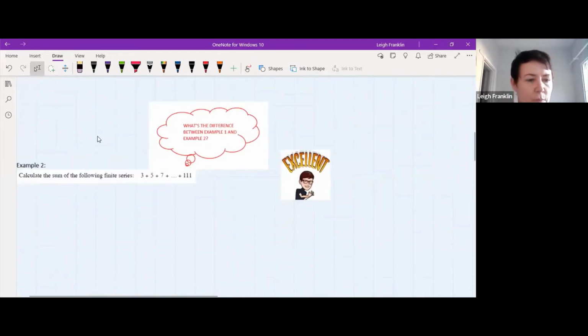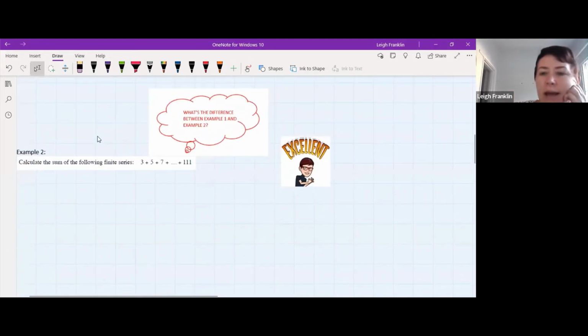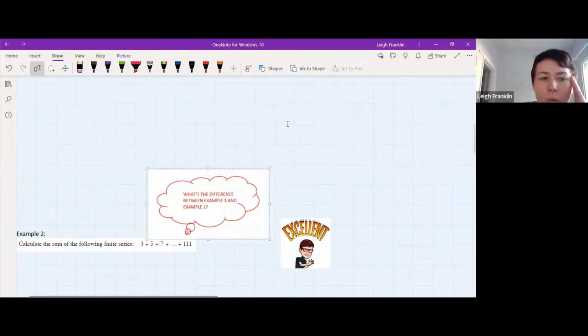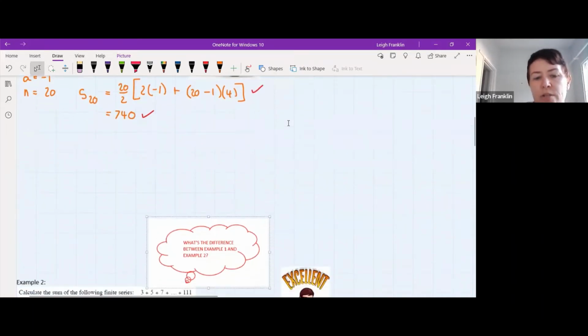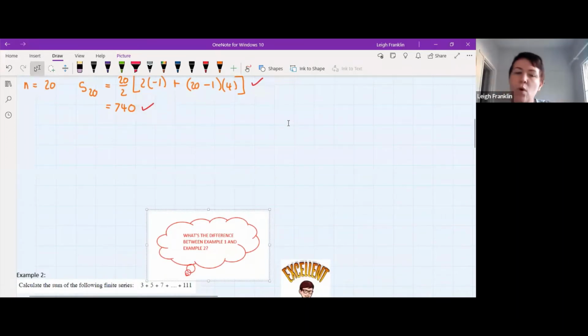Okay, so now next example. Here's example number 2. So here we've got calculate the sum of the following finite series: 3, 5, 7 plus 111. And my question to you is, what is the difference between example number 1 and example number 2? So if we just go back up and have a look at example number 1 again, find the sum of the first 20 terms of the series. And let's go down here. I mean, apart from the fact that it's different numbers, what have they not given you in example 2 that was given to you in example 1?